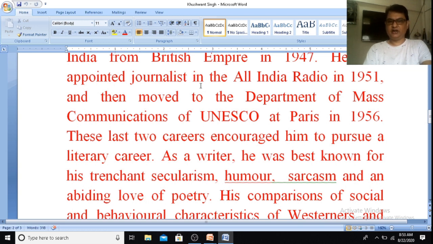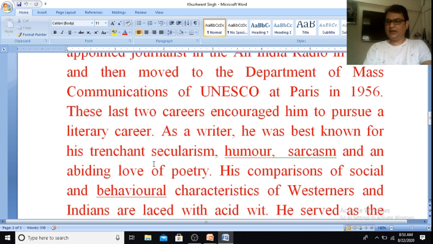He was appointed journalist in the All India Radio in 1951 and then moved to the Department of Mass Communications of UNESCO at Paris in 1956. These last two careers actually encouraged him to pursue a literary career. As a writer, he was best known for his secularism, humor, sarcasm, and an abiding love of poetry. These are the features of his writing: secularism, humor, sarcasm. Sarcasm means irony.